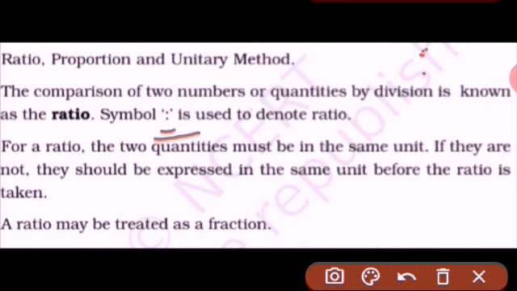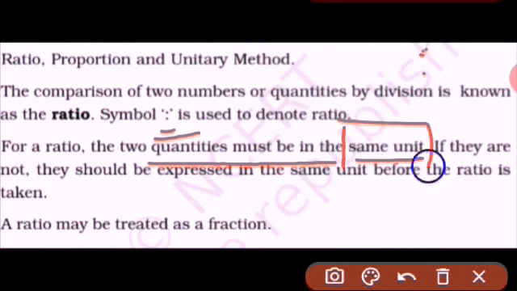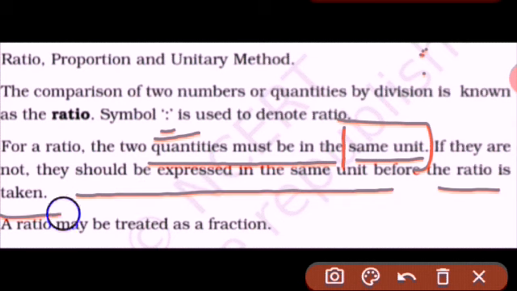For a ratio, the two quantities must be in the same unit. Same unit, that's what I have told you already. That is kg to kg. If you compare kg of one person, you can compare kg only. Same unit is the important word. If they are not, they should be expressed in the same unit before the ratio is taken. So you can compare other things also. The unit should be the same. That is the important factor. The unit you are comparing should be the same.